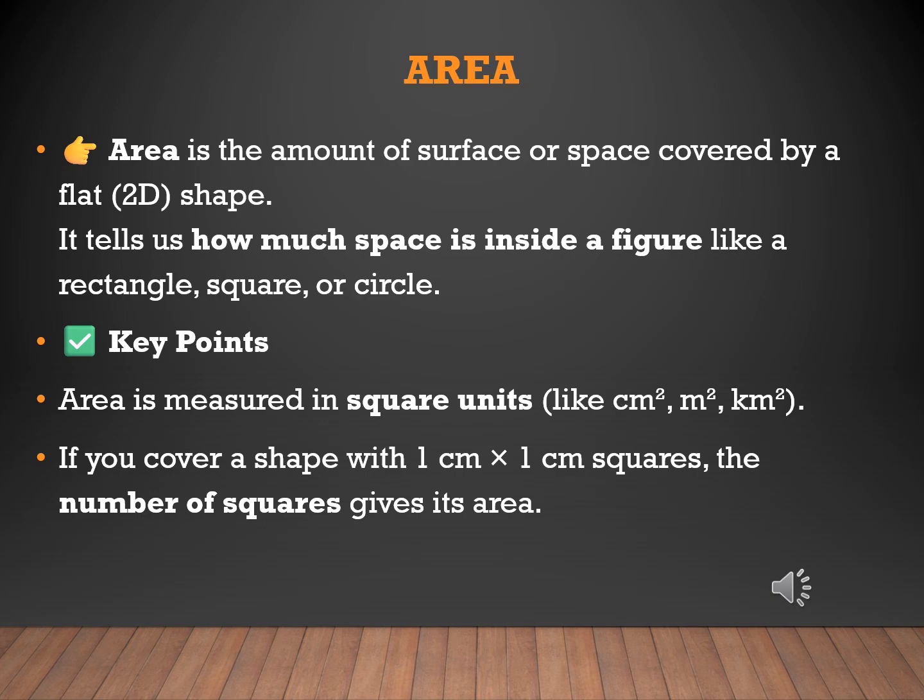Let's move on to the topic of area. Area is the amount of surface or space covered by a flat 2D shape. It tells us how much space is inside a figure like a rectangle, square or circle. So the key points to be remembered are: area is measured in square units like cm², m², km². If you cover a shape with 1 centimeter by 1 centimeter squares, the number of squares gives its area.